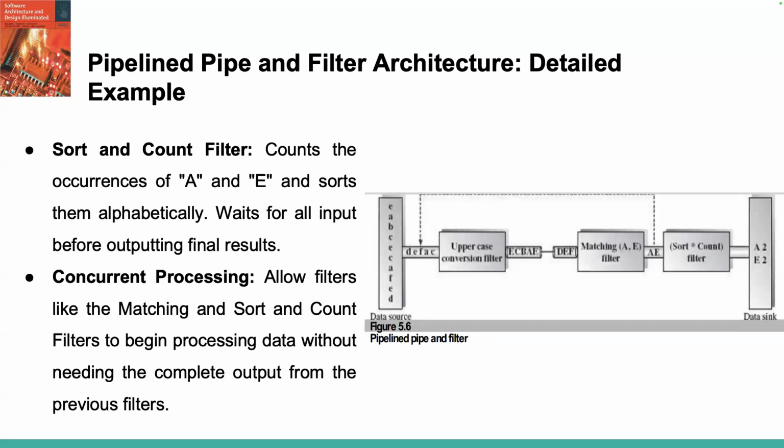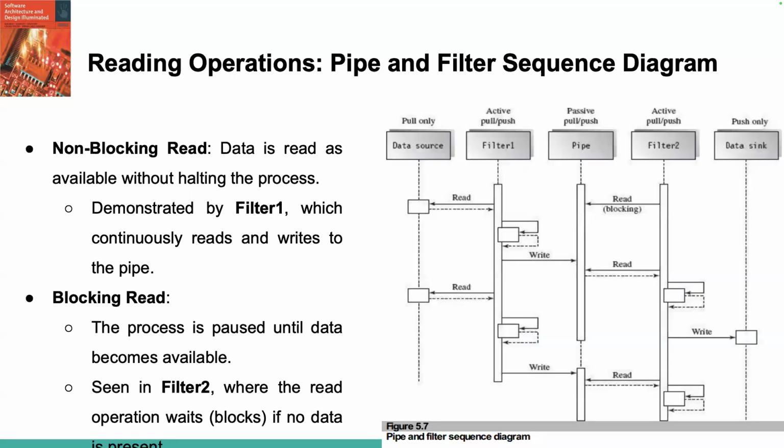In pipe and filter architectures, reading operations can be either blocking or non-blocking. A non-blocking read means that the filter reads data as soon as it becomes available. The system doesn't halt. The filter continuously processes any data that comes through the pipe. This is common in real-time applications where performance is critical.